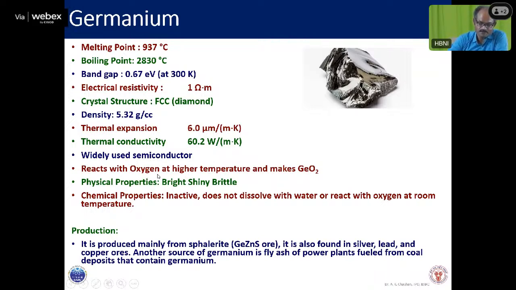It reacts with oxygen at higher temperature and makes germanium dioxide. Physically, it is bright, silvery and brittle. Chemically, it is inactive; it does not dissolve in water or react with oxygen at room temperature. It is produced mainly from sphalerite, an ore of germanium, zinc sulfide. It is also found in silver, lead and copper ores. Another source of germanium is fly ash of power plants fueled by coal deposits that contain germanium.